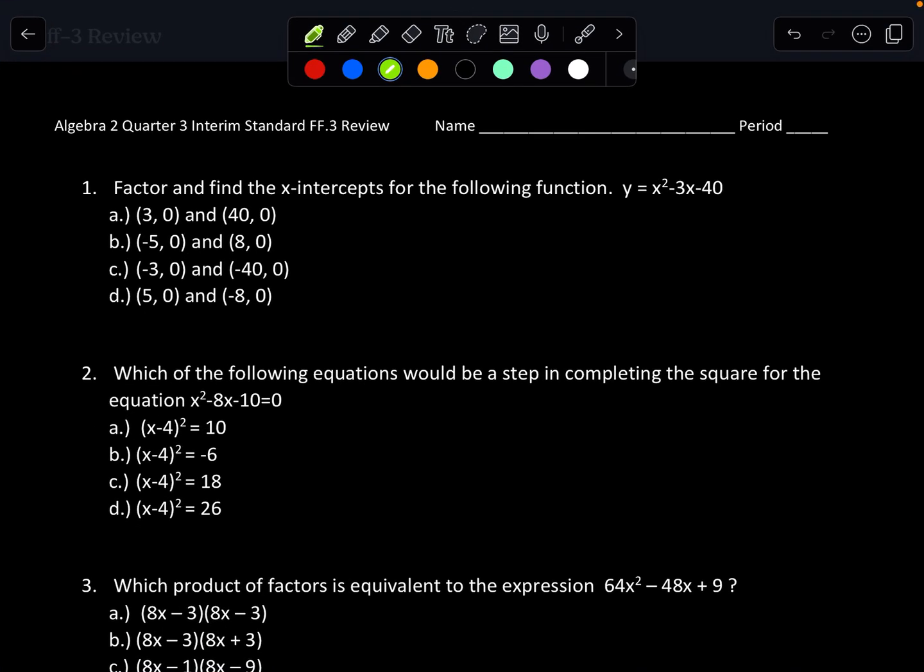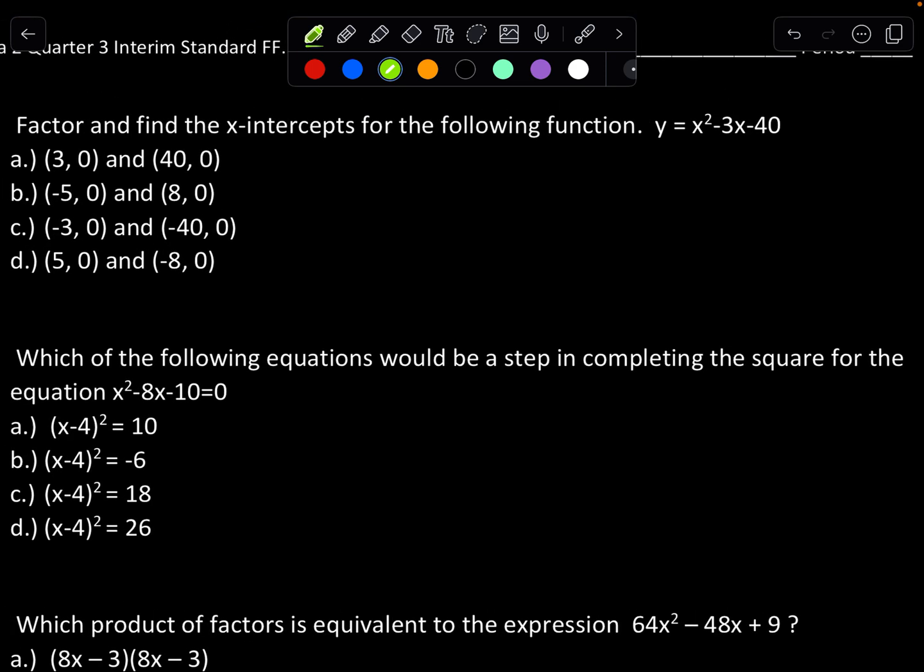Welcome, Mr. Anderson here, and I'm going to talk to you today about a little standard I like to call FF3, where we use graphical and algebraic structures and techniques to transform functions into equivalent forms to expose different information and identify key features. All right, let's see what this is about.